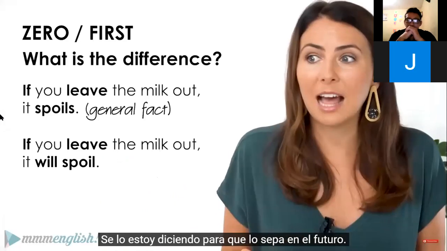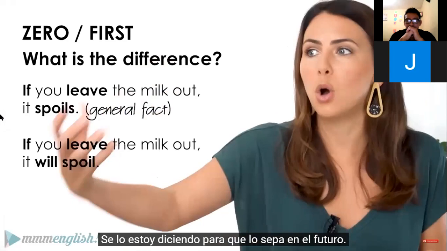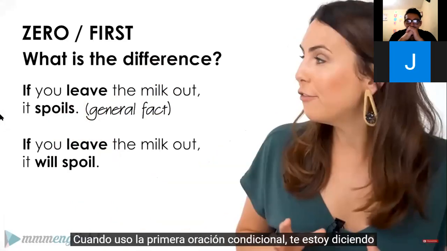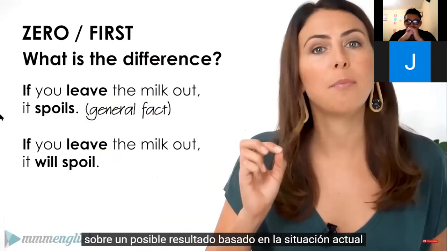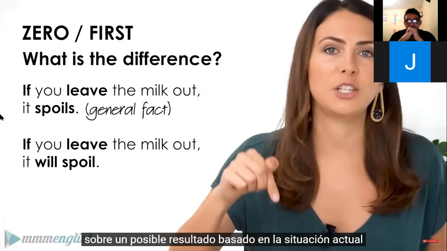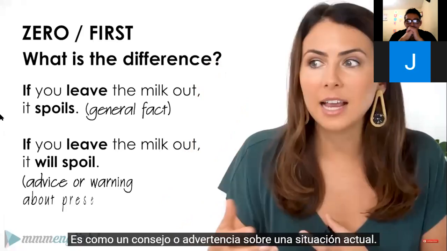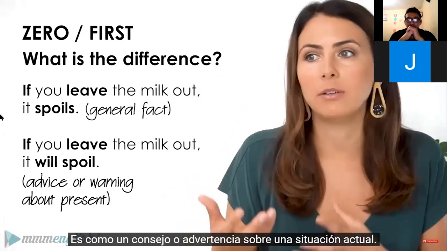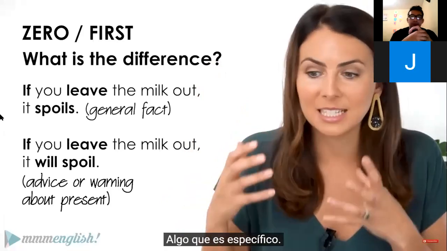I'm telling them so that they know in the future. When I use the first conditional sentence, I'm telling you about a possible outcome based on the current situation. So it's like advice or warning about a present situation, something that is specific.